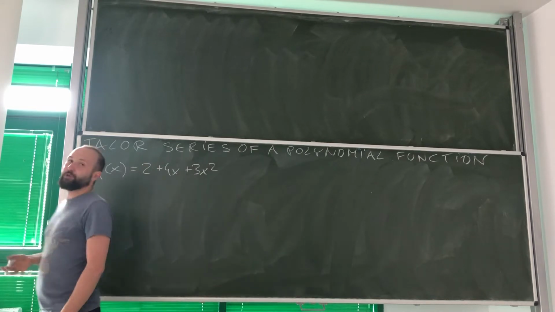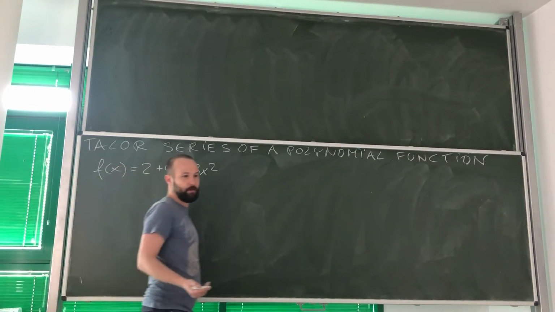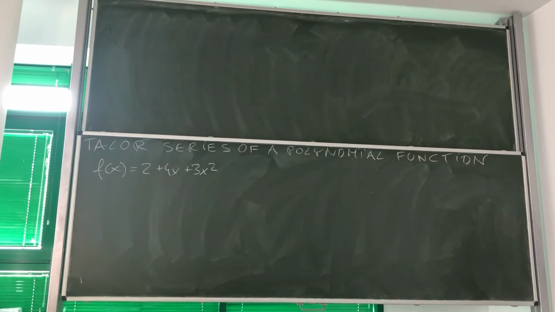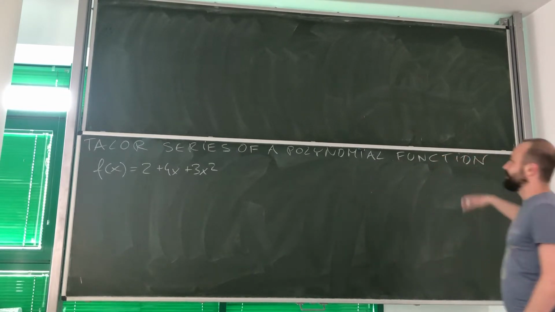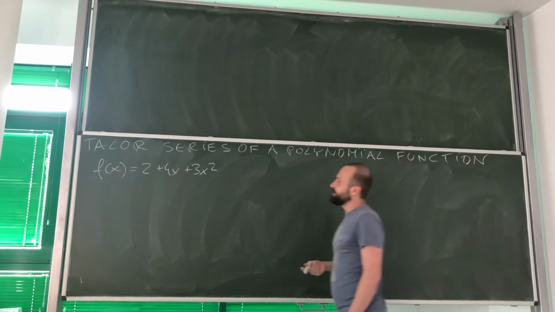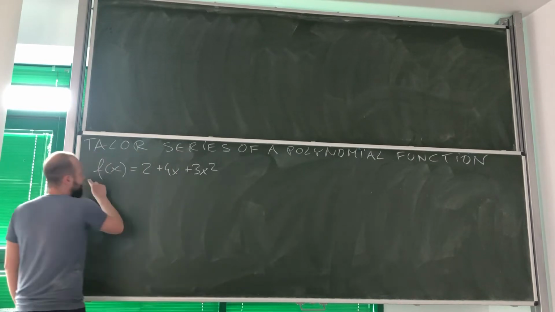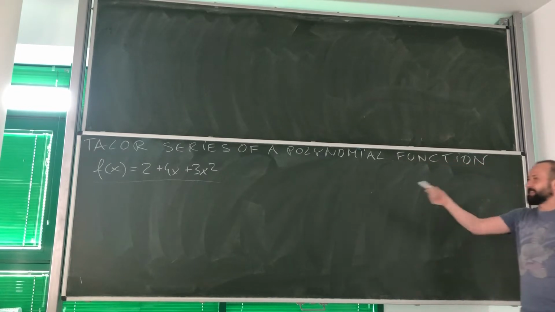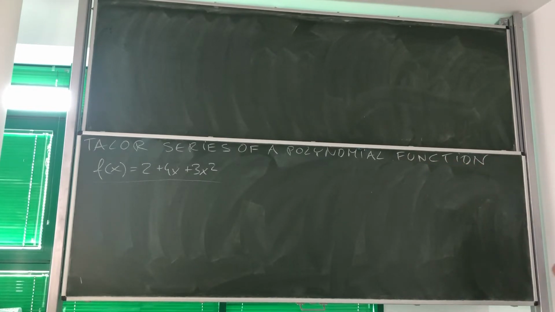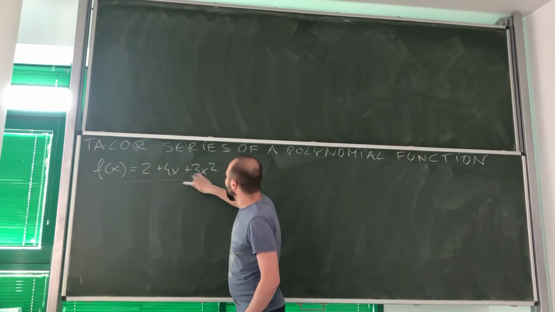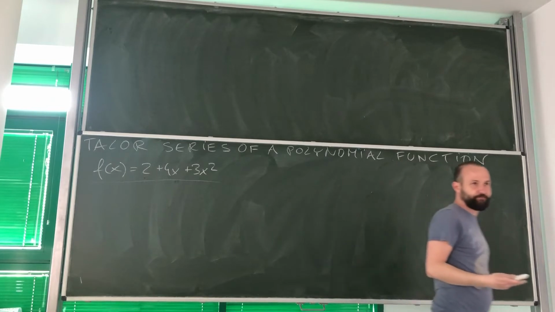However, what about other points? Can we do a similar expansion of a series around some other point? And the answer to that is Taylor series of a polynomial function. And look, how do we get to this result? Let's start with the exercise we solved during a previous video. We've actually shown that using Maclaurin series, we will get exactly the same function.